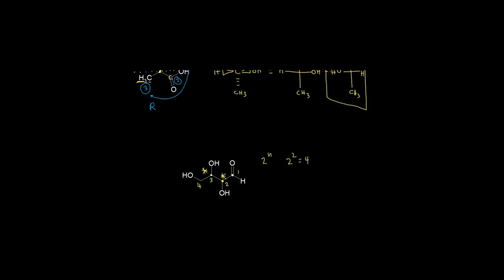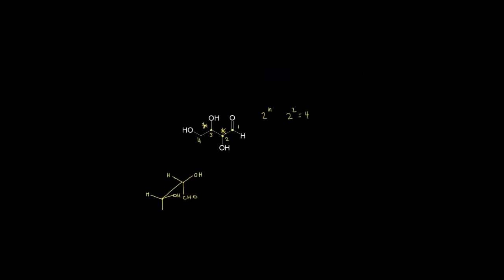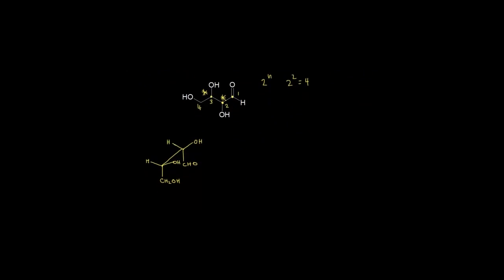For right now, I've gone ahead and drawn one of them as a sawhorse projection. So here I have a sawhorse projection of one of the possible stereoisomers. And what we're going to do is put our eye right up here, and stare straight down at this bond right here, and see if we can draw the Fischer projection for this molecule. So what do we see?